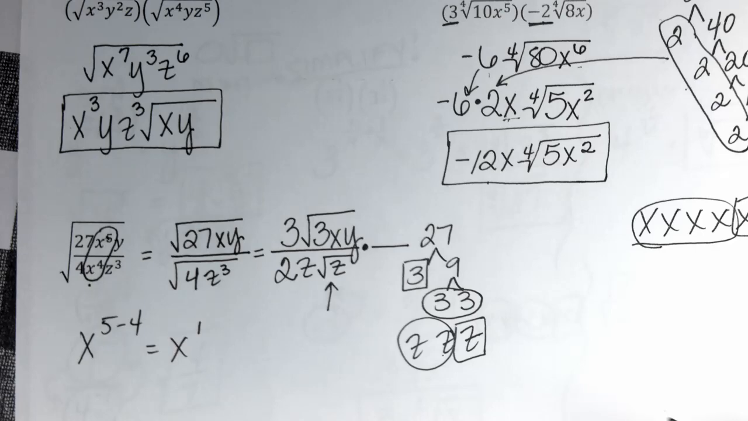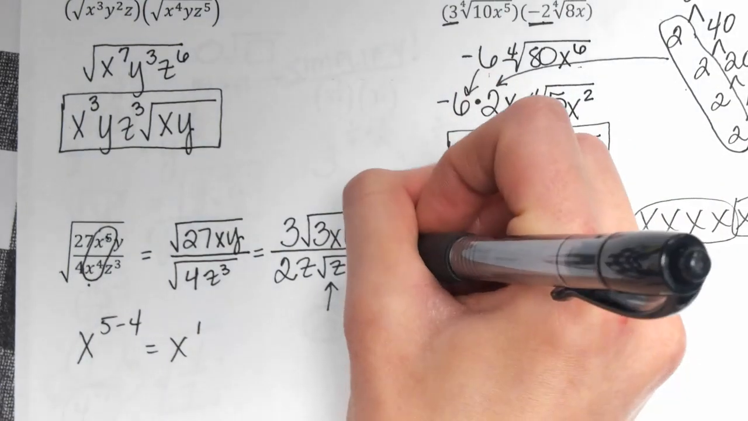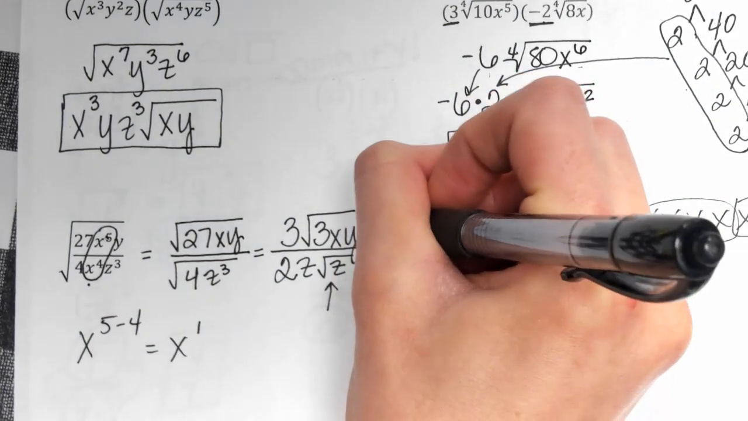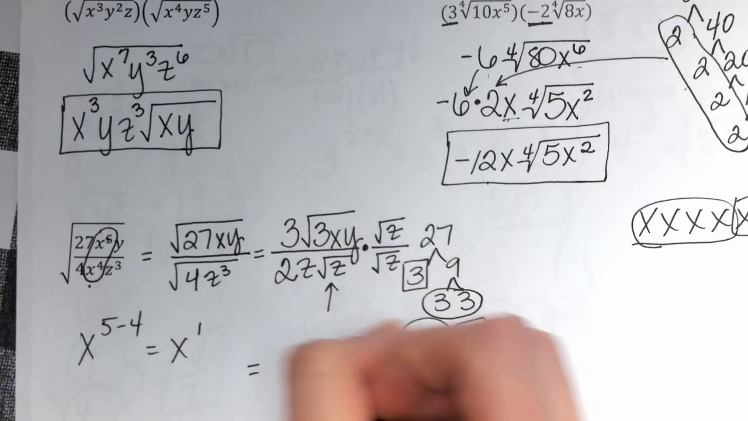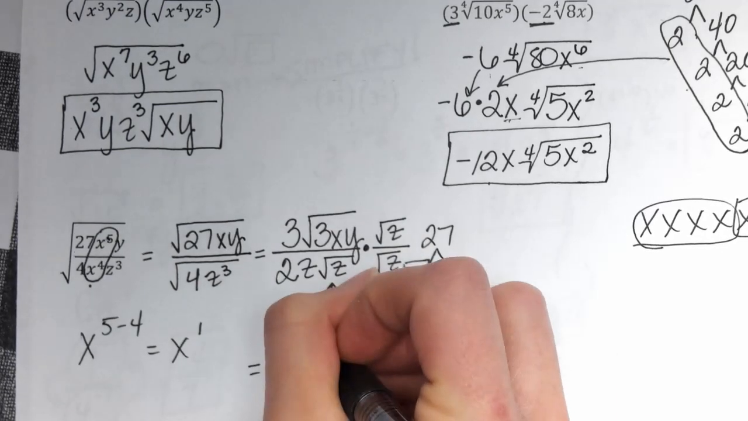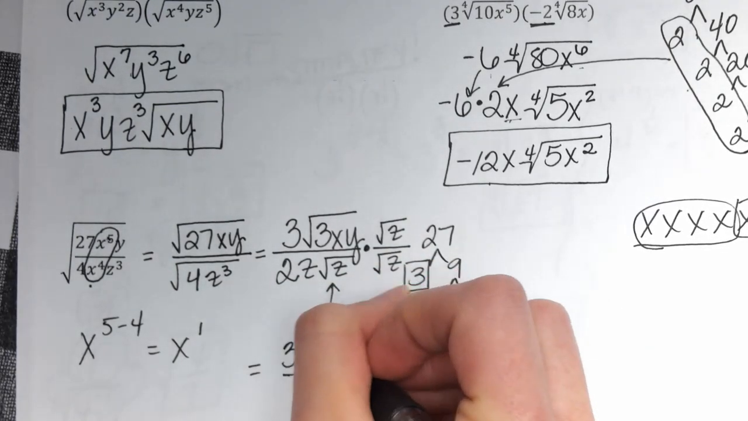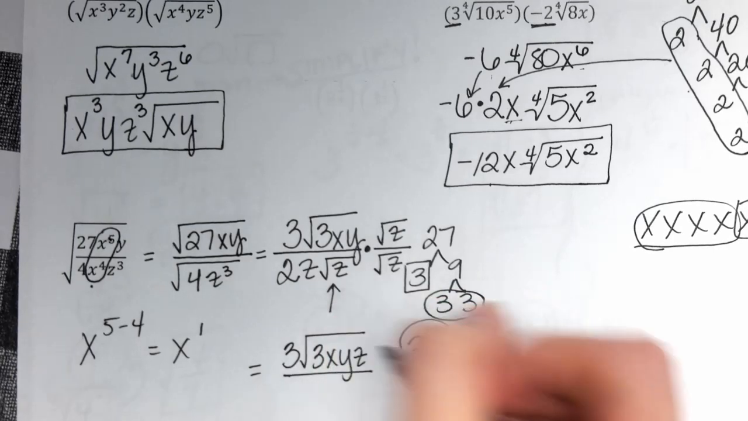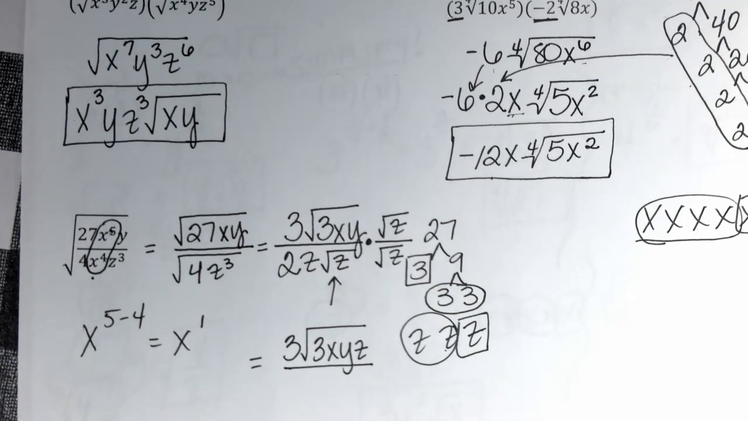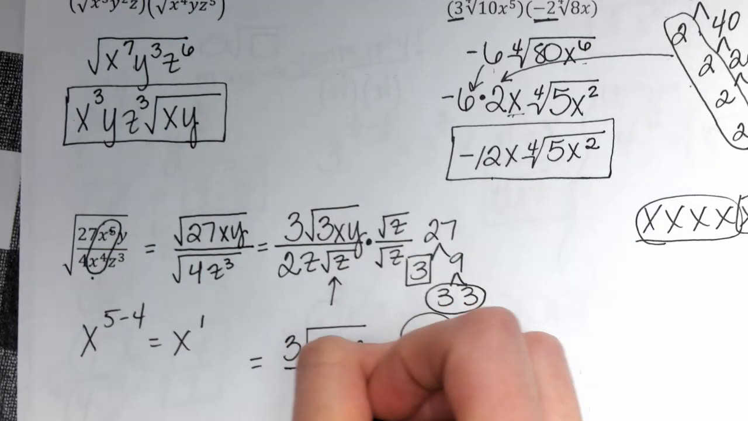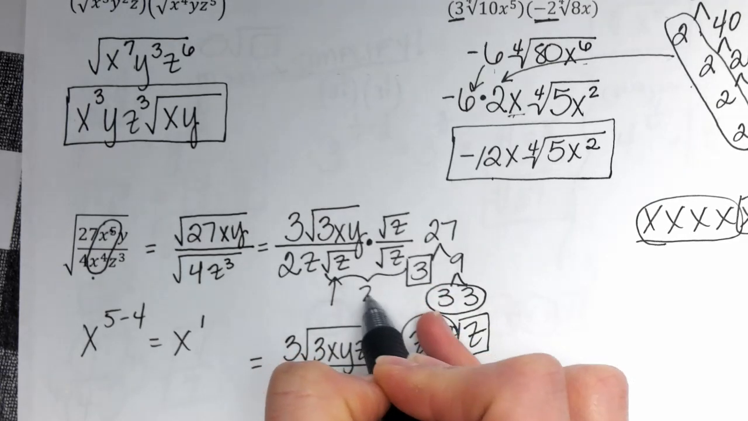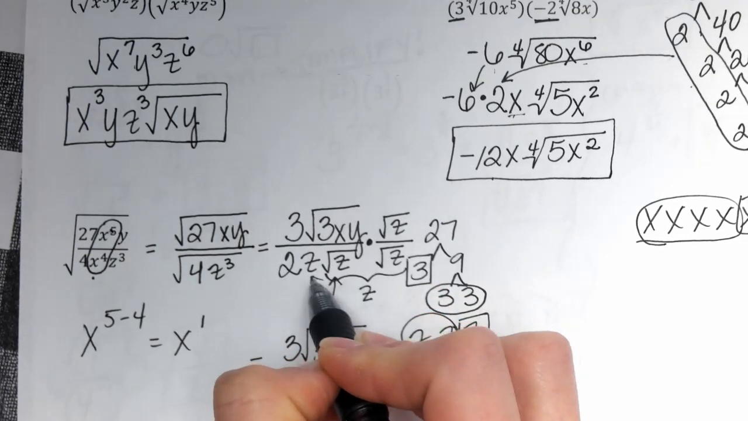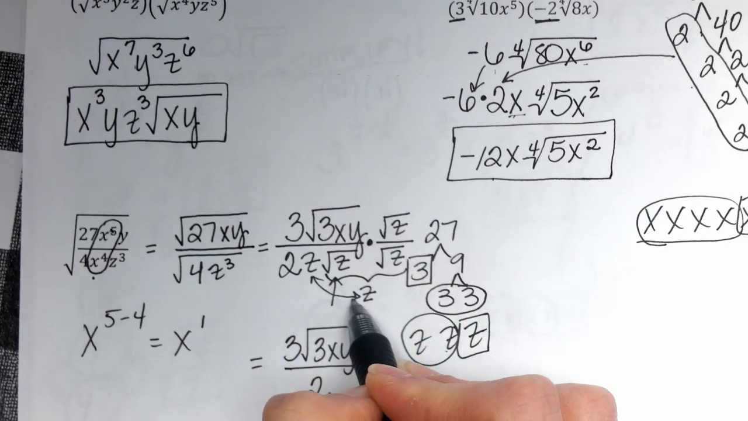So what do I rationalize by? The square root of z. I need 2, I have 1, I need 1 more. So I have 3 square root of 3x, y, z. My denominator, I have a 2. Square root of z times the square root of z is z. Z times z is z squared.